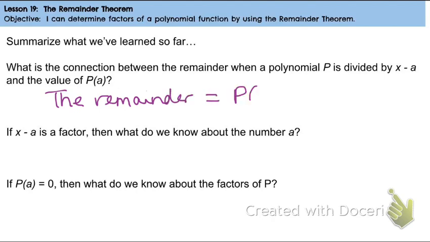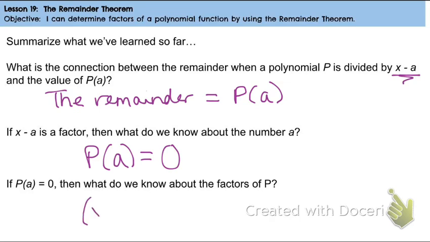equals p of a. So if x minus a is a factor, then there will be no remainder. The remainder will be 0. And I just answered that. So we know in this case, if x minus a is a factor, then p of a equals 0. And if p of a equals 0, what do we know about the factors of p? If p of a equals 0, then x minus a is a factor. It divides out evenly.